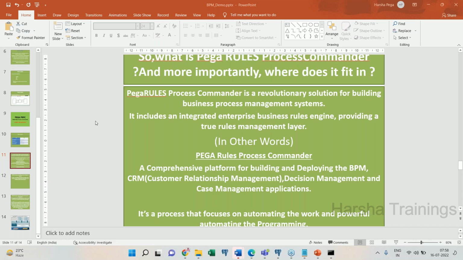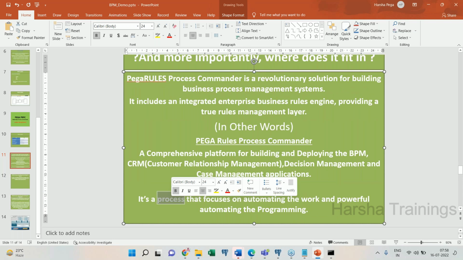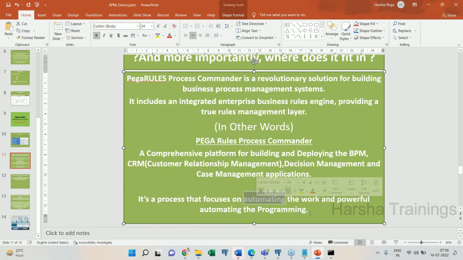We are going to stay back to finish understanding in detail about PRPC architecture also. Now you know that Pega Rules Process Commander is a BPM tool meant for application development. In other words, it focuses on automation of the work and powerful automation of the programming. What is meant by automation of work? It means some work is being automated.